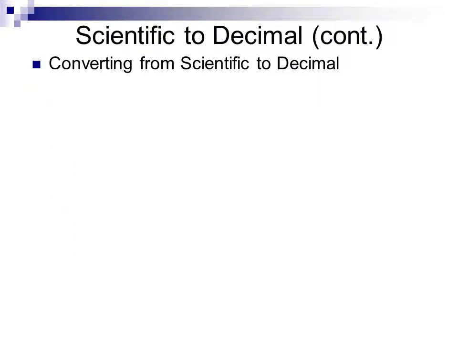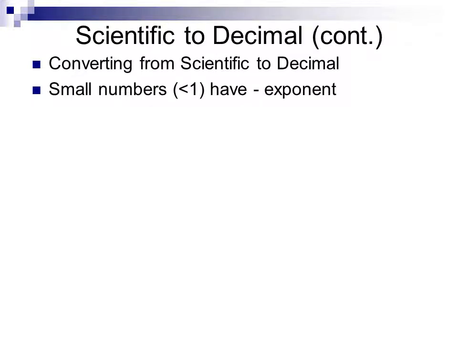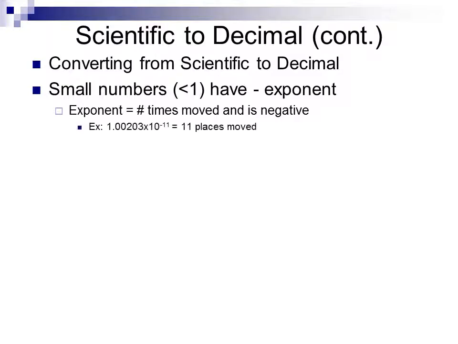If we're going to convert scientific notation to decimal notation for numbers that are less than 1, small numbers, they have negative exponents. And that exponent, once again, reflects the number of times the decimal moves. So a number like 1.00203 times 10 to the minus 11 moved 11 places, but it moves the opposite direction. We add zeros to the left instead of to the right. And we will add zeros until we have digits equal to the exponent.